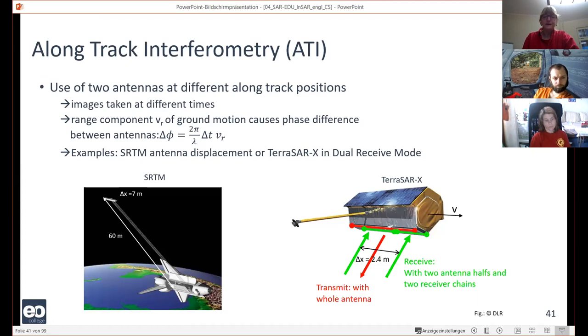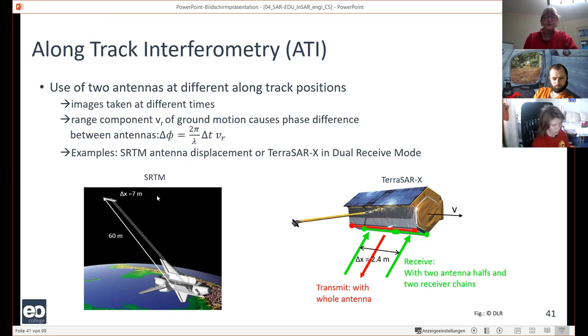Yeah, and just one slide on the along-track interferometry that is being used to measure velocities. Along-track means that actually the antenna, like here for TerraSAR-X, is being divided into two antennas in flight direction, to have an observation, again in flight direction, but from two different angles. It always stays the same, that you need two acquisitions with a slightly different viewing angle.